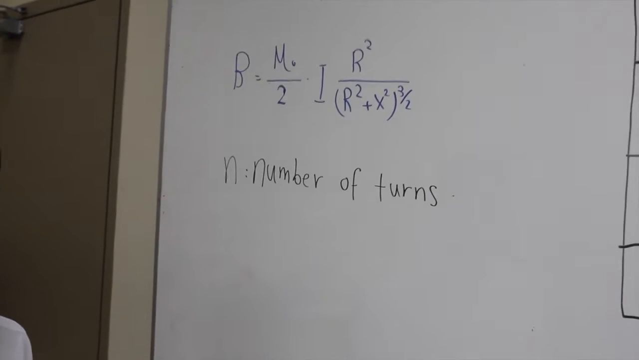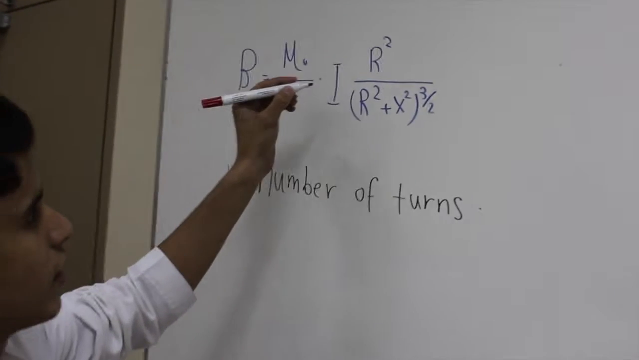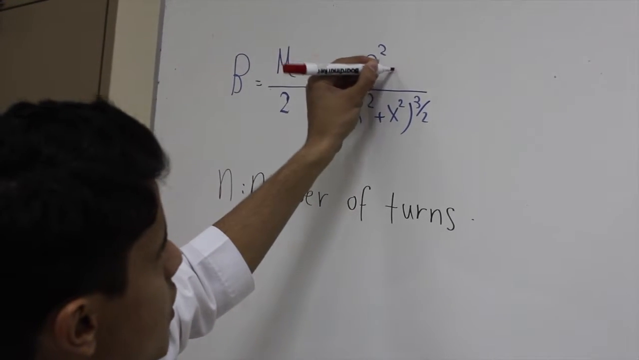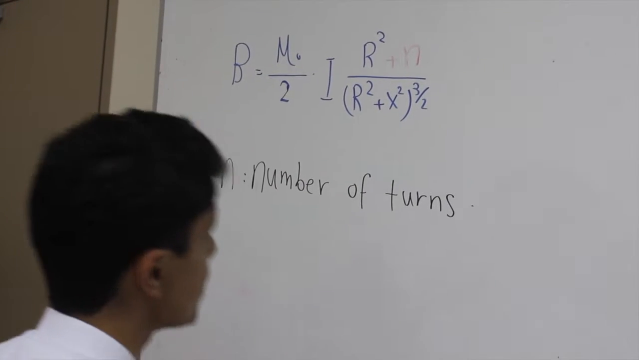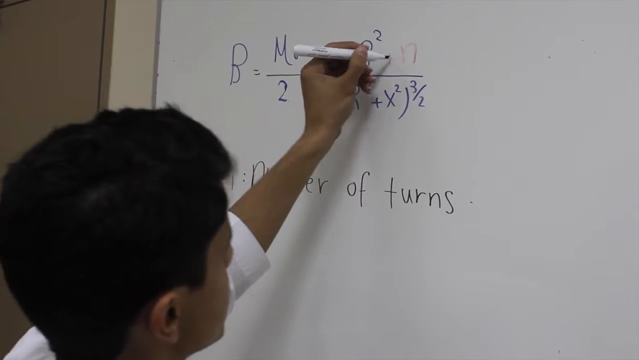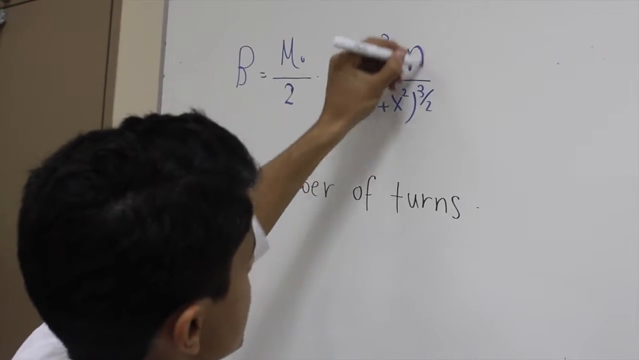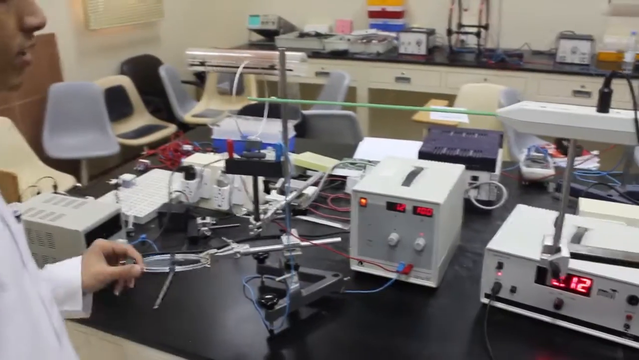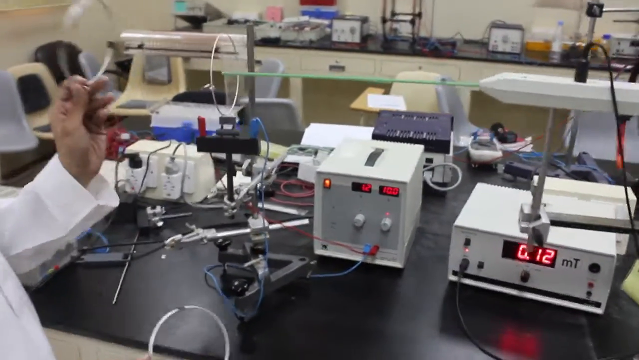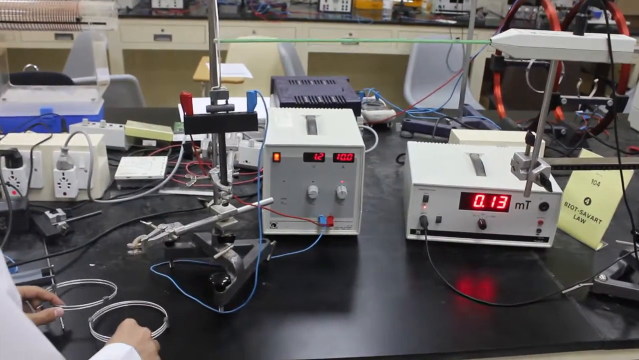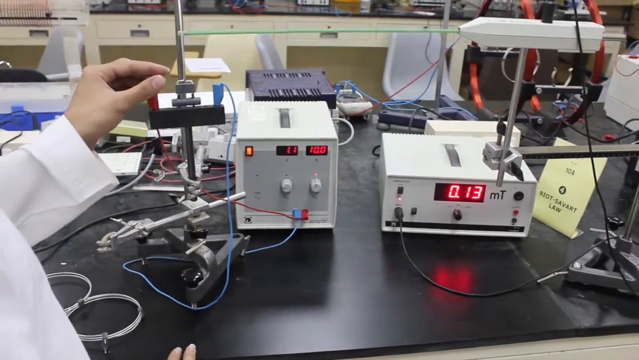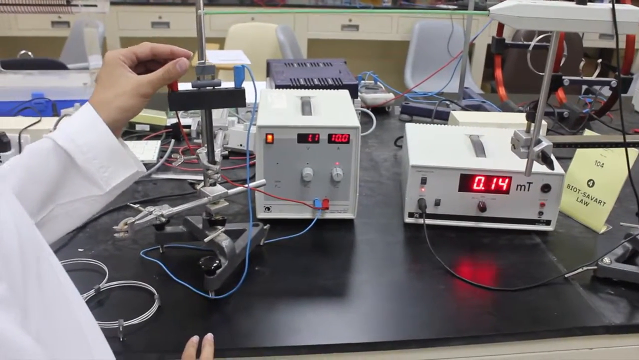Professor Jamal suggested we add letter N here, which is the number of turns. This is 1, and this is 2, and this is 3. So we want to try the first one, which is the number of turns 1.